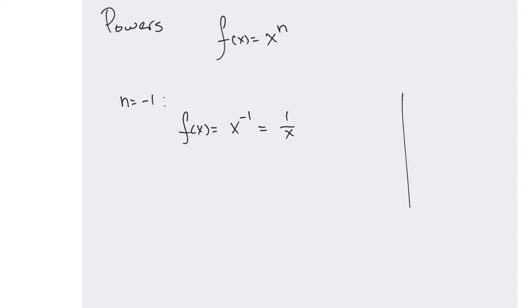The graph of it looks something like this, right? It has a vertical asymptote at the origin, right? This is 1 over x, another important function, right? And it is just a power of x.